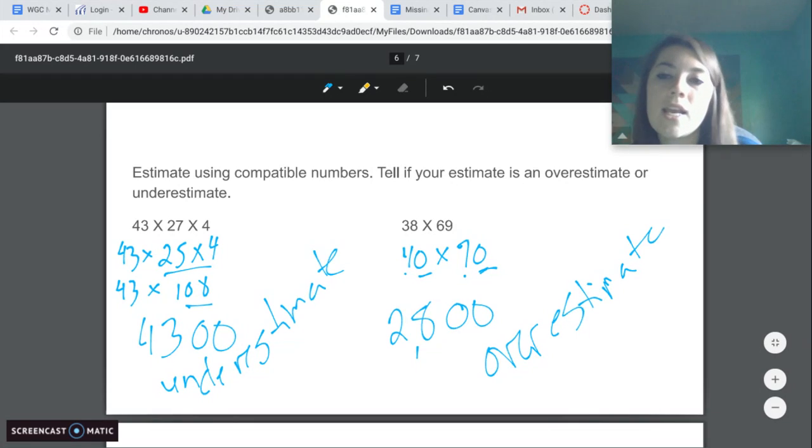So what you're looking at here are estimates. We're not finding the exact answers, we are estimating these. So you're either going to round your two factors or use compatible numbers, and then you'll multiply them together and state whether it's an over or underestimate when it asks for that. Your keyword for this lesson is estimate.